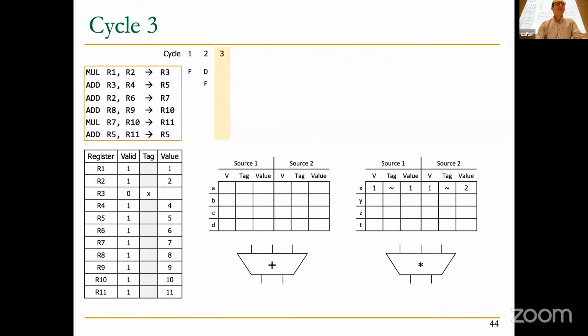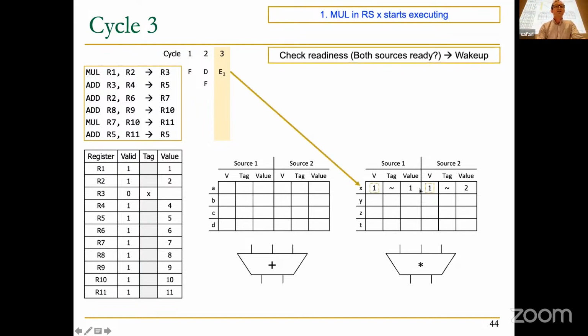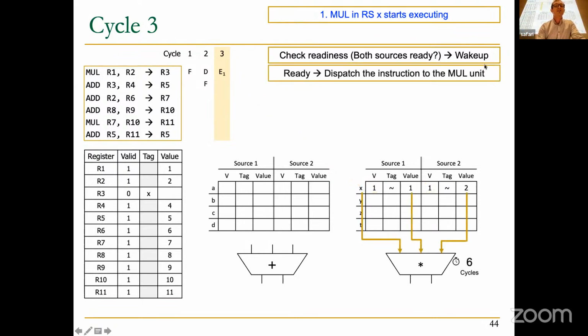So cycle 3, we figured out that multiply can execute, that logic that I mentioned figured out that this multiply can execute. Let's start executing it. Multiply in reservation station X starts executing. Basically, you need to check the readiness. Both sources are ready. You need to wake up the instruction. There needs to be some logic that does that.